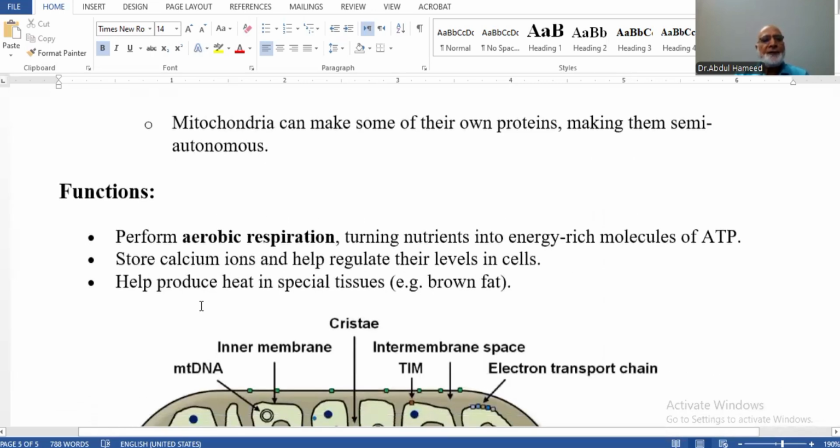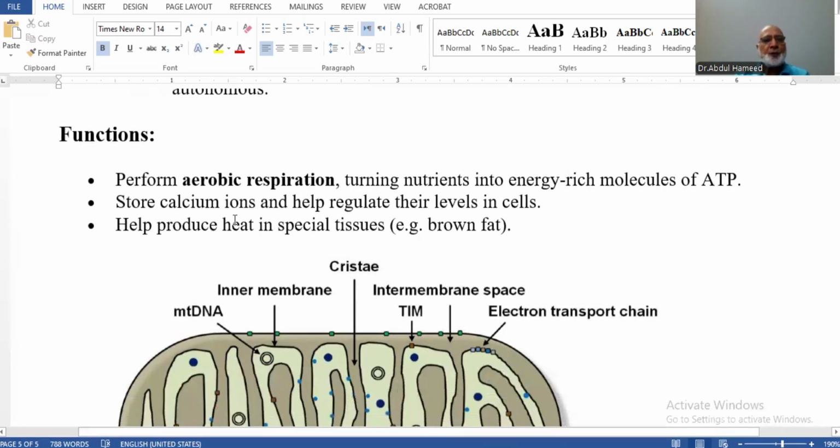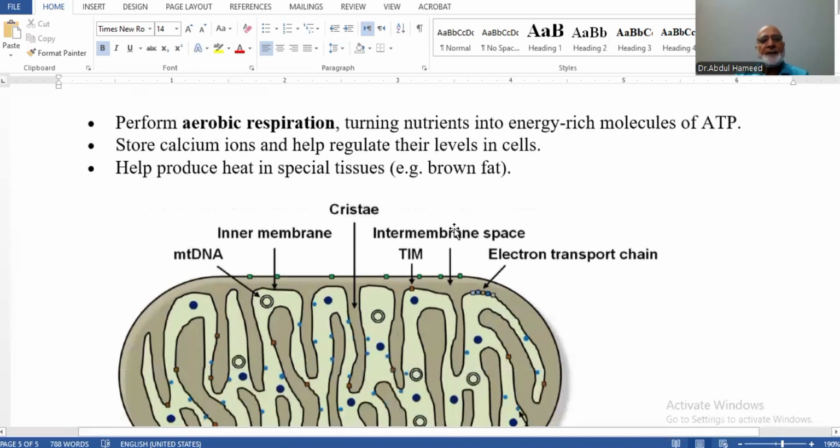So what is the function of mitochondria? They perform aerobic respiration, turning nutrients into energy. Nutrients here means the energy molecules, the macromolecules whose function is to produce energy. They produce energy in the form of ATP. They can store calcium ions and help regulate their level in cells. They help to produce heat in special tissues, for example brown fat, without the production of ATP, releasing energy and keeping the animal, that particular organism, homeothermic.